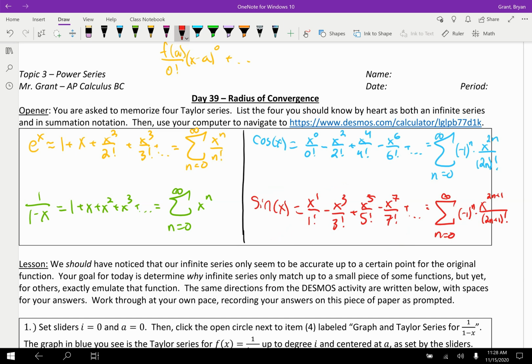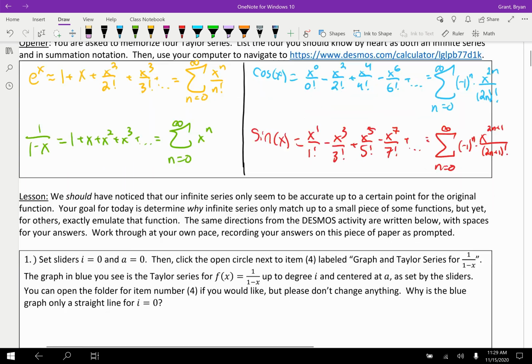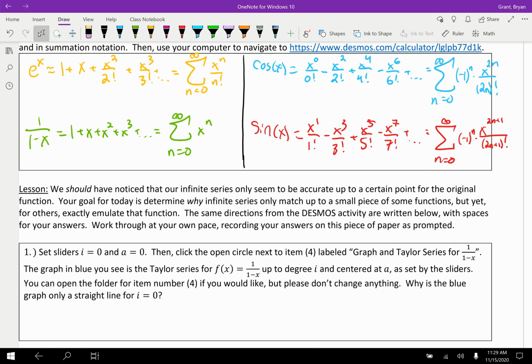However, that's not true for the geometric Taylor series. No matter how many terms you write over here, it will only be accurate for 1 divided by 1 minus x for a small interval. And so what we're going to try to determine today, and this is what our point is saying down below, is why infinite series only match up to a small piece of some functions, like our geometric Taylor series, but for others, exactly match the function.